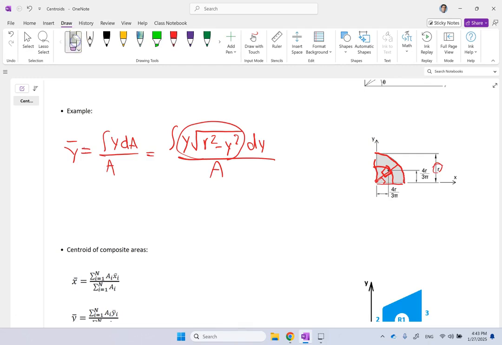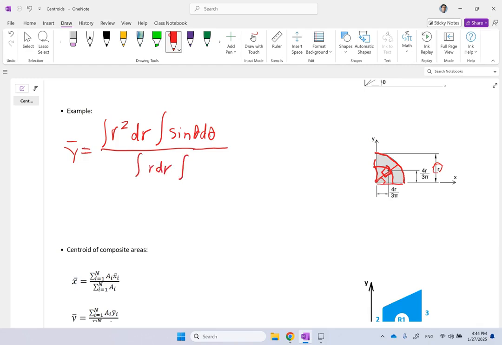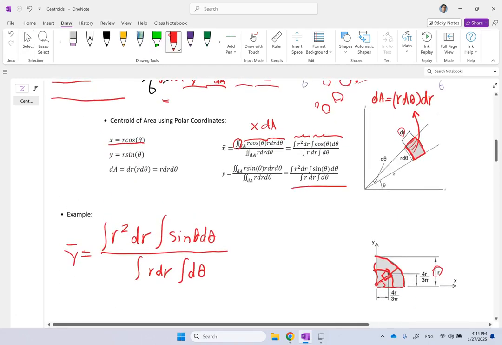So if I use the formula that I just showed you, what was it? Remember, it is integral of y, and y was r sine theta, and dA was r dr d theta. So you're going to get r squared dr on this side, and here is going to be sine theta d theta. And the area was just r dr and then integral of d theta. Just what I showed you here.